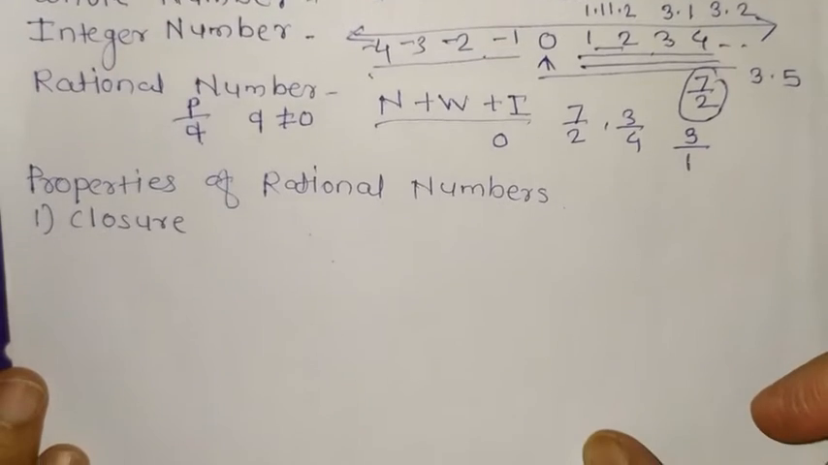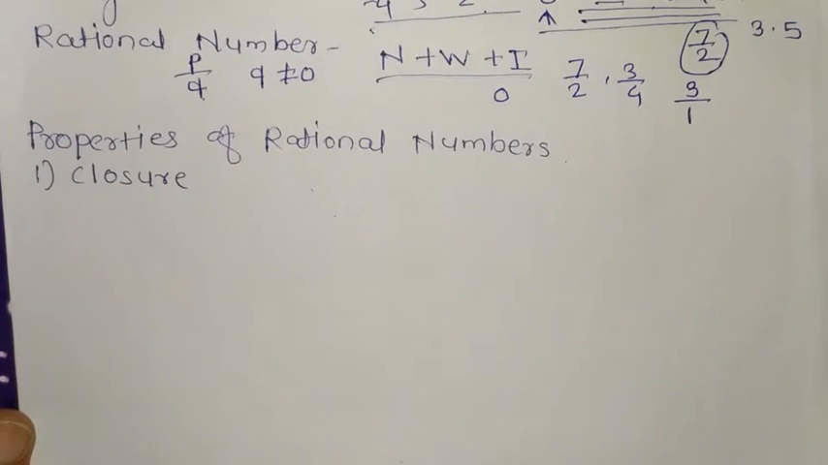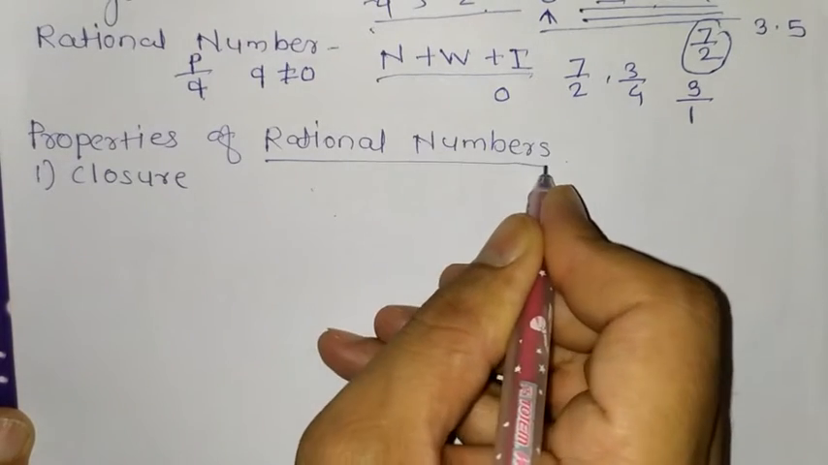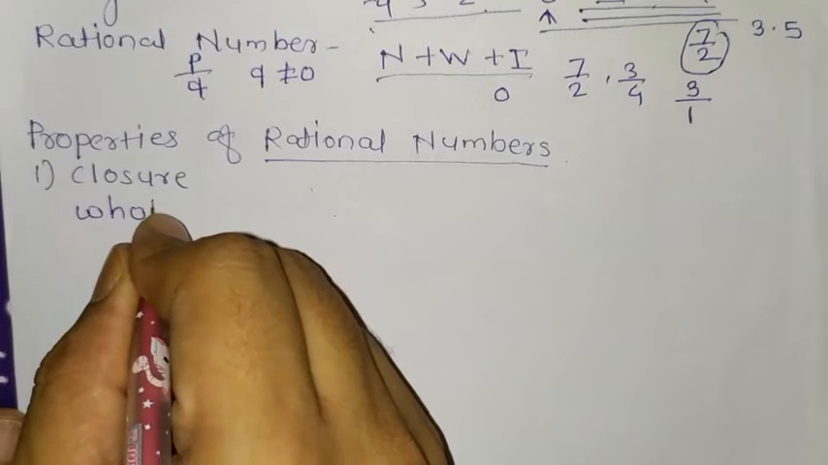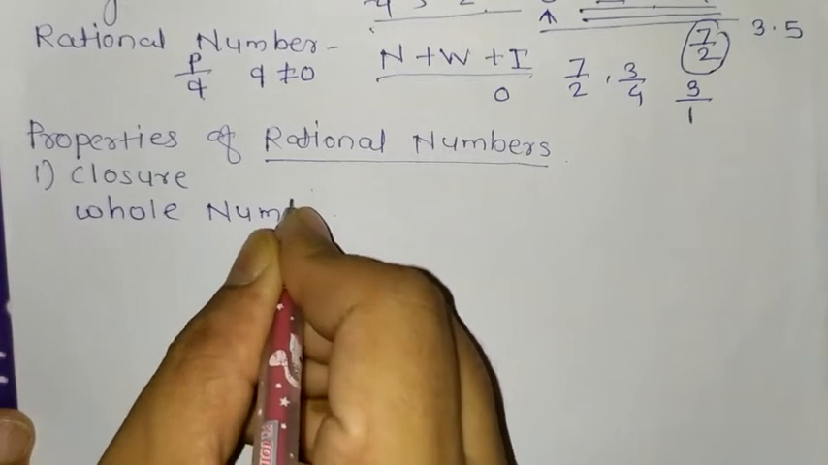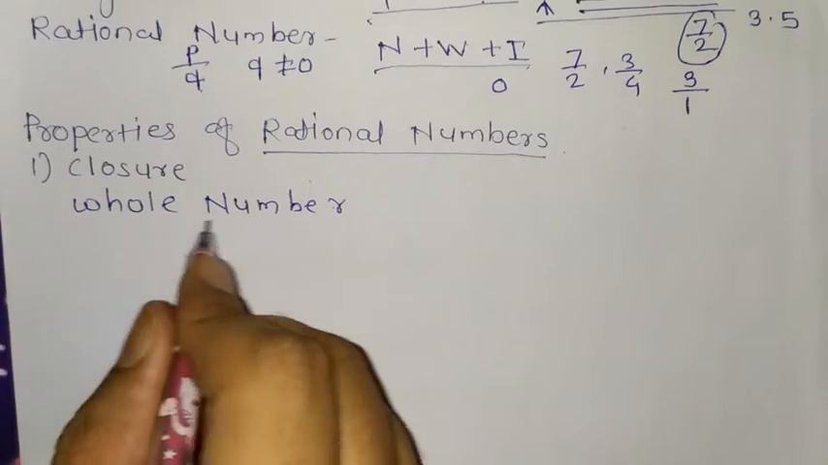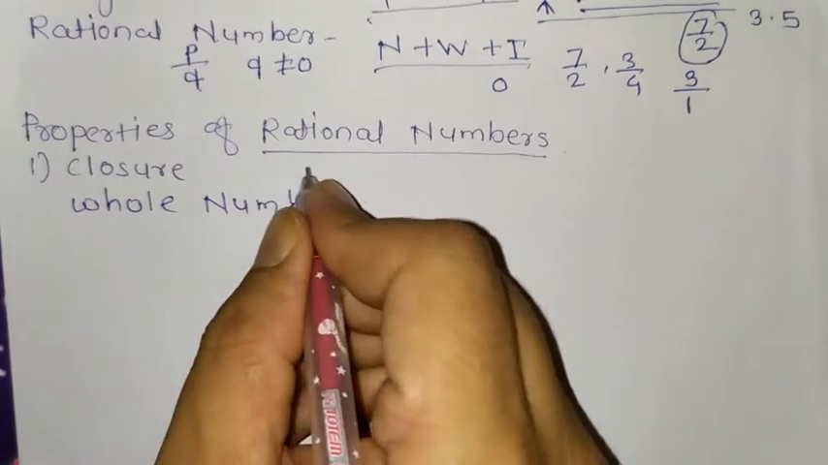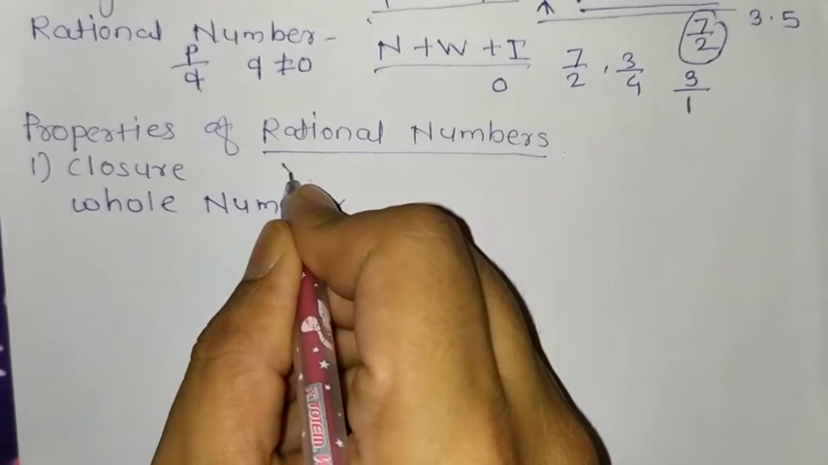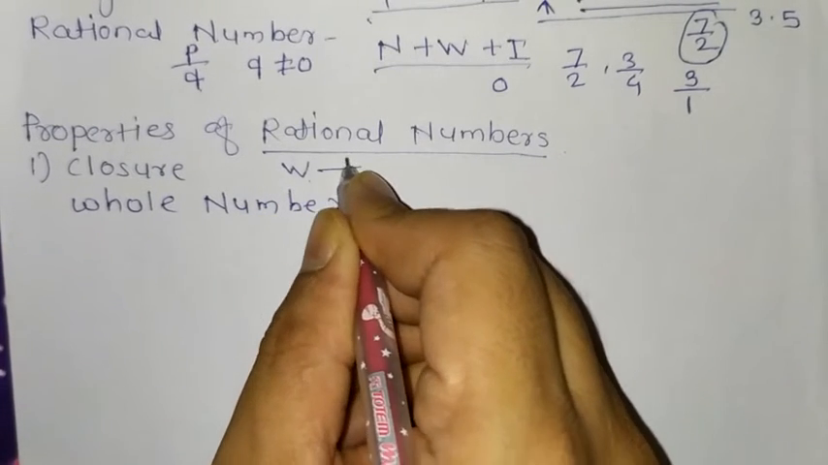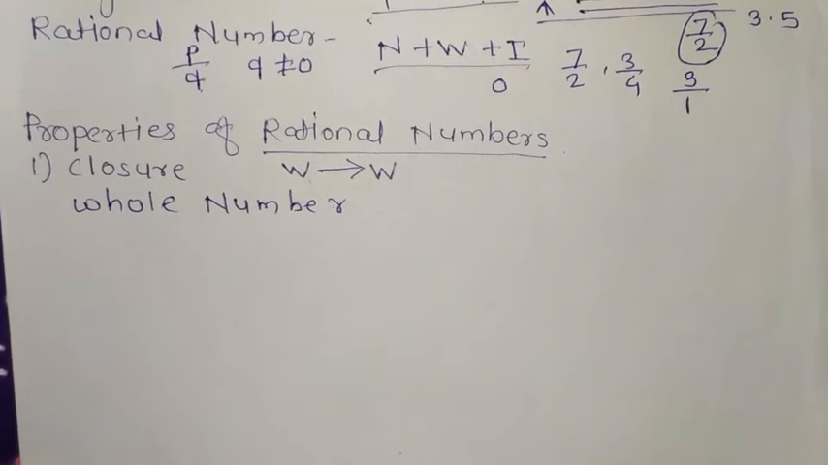Now we will see the properties of rational numbers. The first property is closure. Before rational numbers, we will go through the properties of whole numbers, as you learned in previous classes also. We will start from whole numbers so that all your confusion will be removed. In the closure property, if the input is a whole number, then the output will also be a whole number, meaning after the operation we get a whole number.